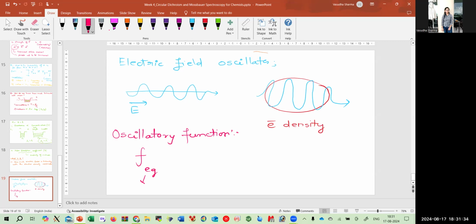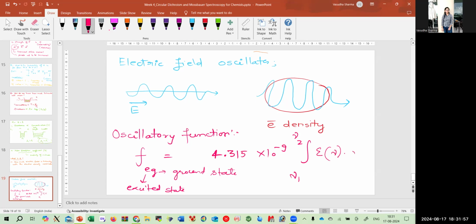Eg, where E stands for excited state and G stands for ground state. And this value is equal to 4.315 into 10 to the power minus 9, which is a constant, going from wave number mu1 to wave number mu2, epsilon value mu into derivative of mu. So how much oscillation?